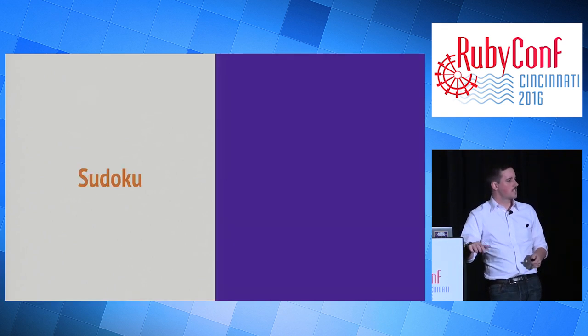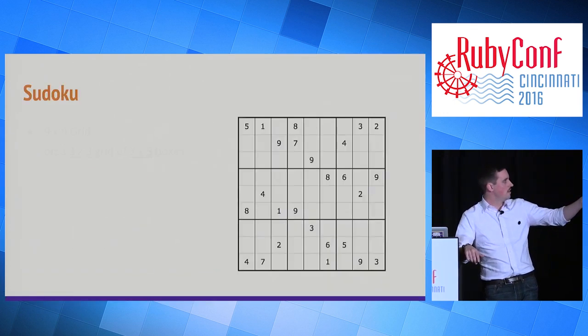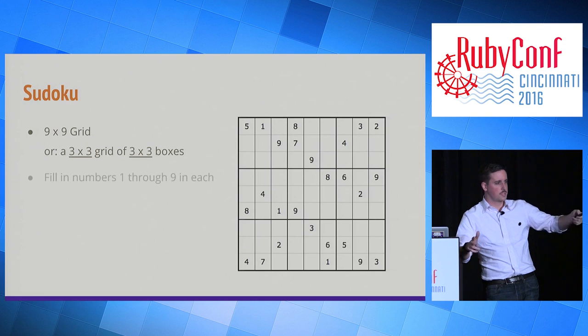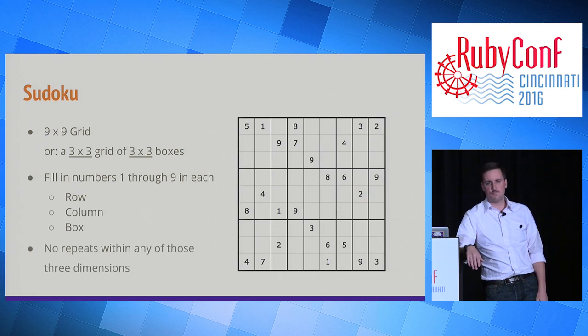Another problem that's really well suited to this constraint propagation approach is Sudoku. Familiar with Sudoku? 9x9 grid. Got rows, columns, boxes that you're filling 1 through 9 into, and you're not allowed to have any repeats. Pretty simple rules. You've got to figure out how all the numbers fit in, and you've got to have 1 through 9 show up in each of those units.